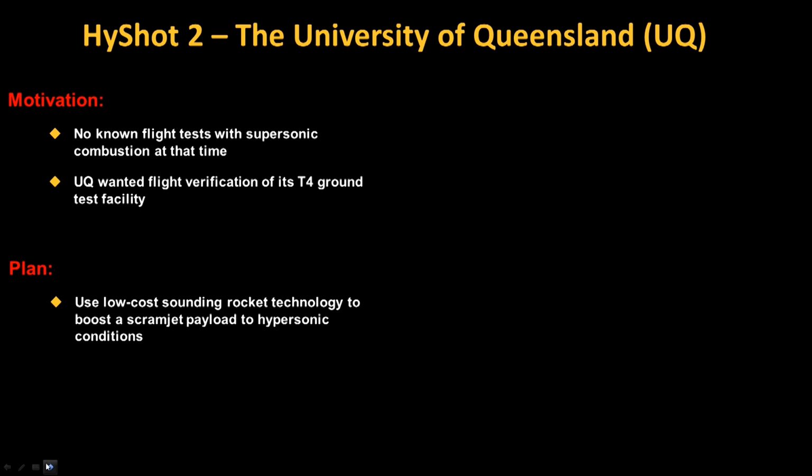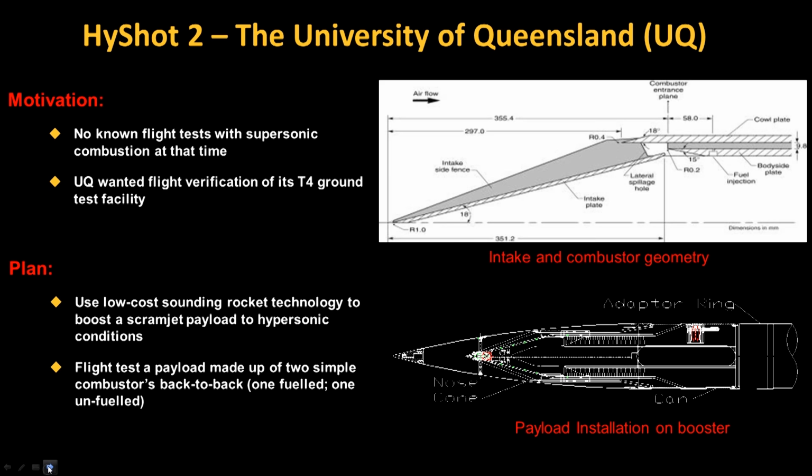The plan was to use a low-cost sounding rocket system to boost a very simple scramjet to approximately Mach 8. The flight payload consisted of two partial scramjets mounted back to back, one being fueled and the other being unfueled. The intake and combustor was designed very conservatively for robust combustion of hydrogen fuel, and a thrust nozzle was not included so that the payload could remain attached to the booster.